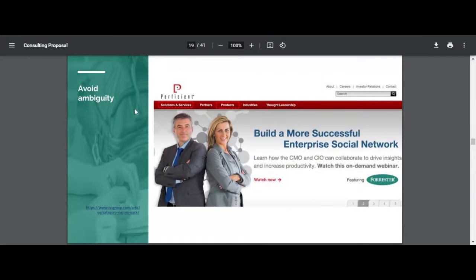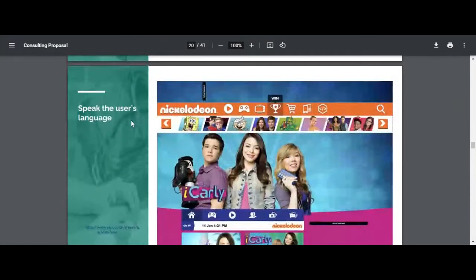And then I will say avoid ambiguity. In this example, we have Proficient, and they have this item called solutions and services, and then they have the other one called products. So when you think solutions and services and products, how are they different? I say they're very similar, right? Particularly solutions and products, I think, are too close, too similar. I would rethink the choice of solutions and services, partners, and products, and I find them ambiguous.